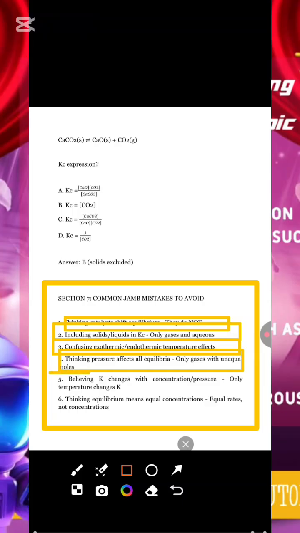Now, number 5, believing that K changes with concentration and pressure. No, it is only temperature that can change the value of K. Not pressure, not concentration, not catalyst. Pressure and concentration can shift equilibrium, but they cannot change the value of K.